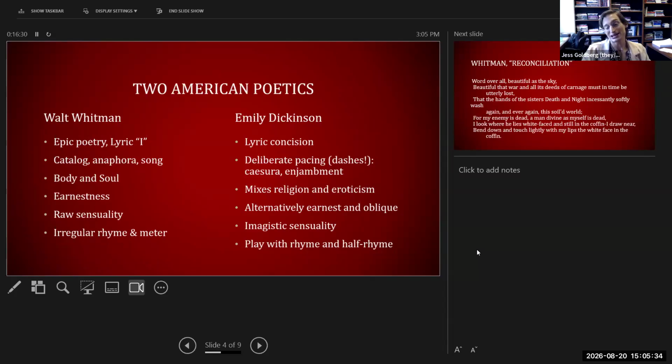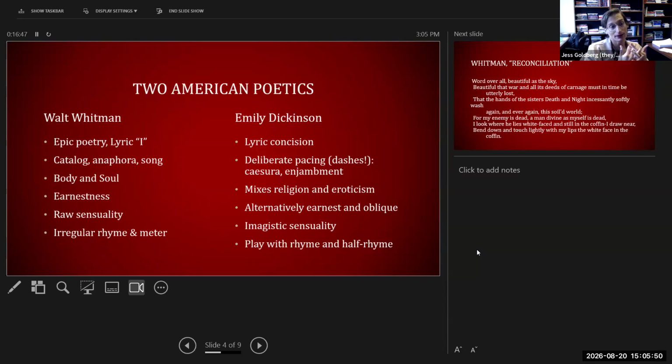Dickinson, however, uses imagistic sensuality, meaning she gets at sensuality through key images, like I'm going to read a poem later where she uses a hummingbird as an avenue through which to express erotics. You'll see what that means when we get to the poem.